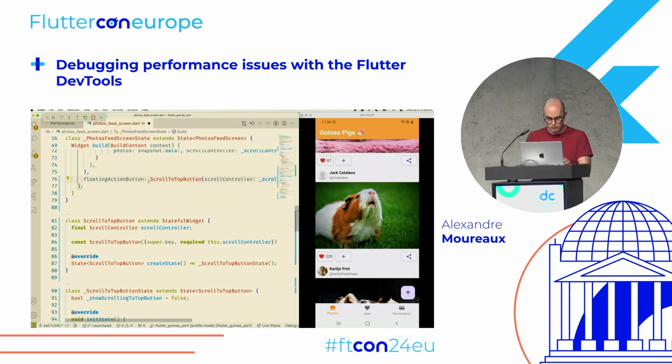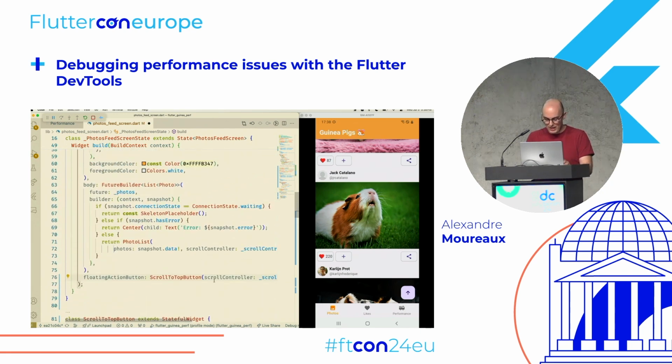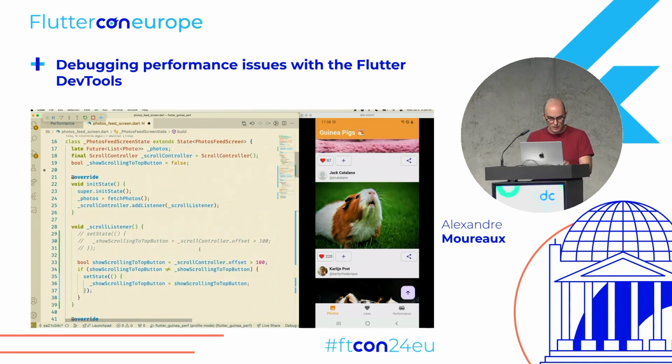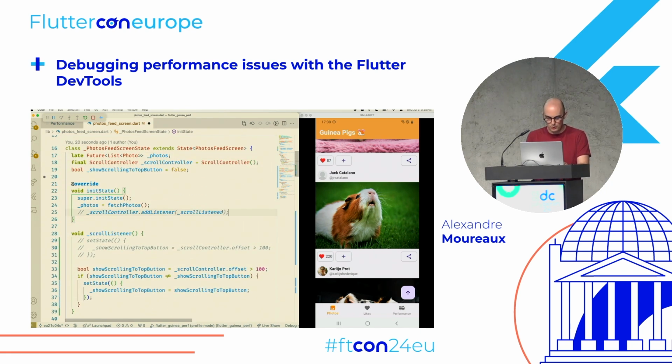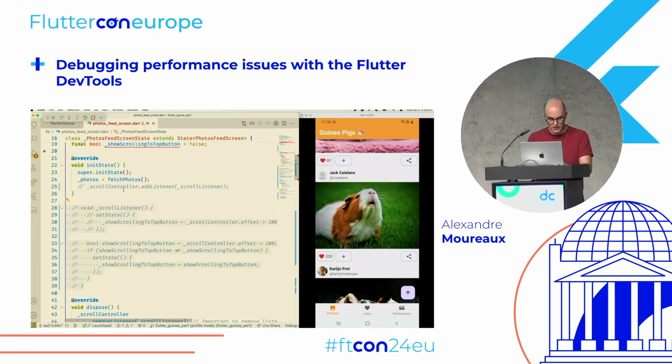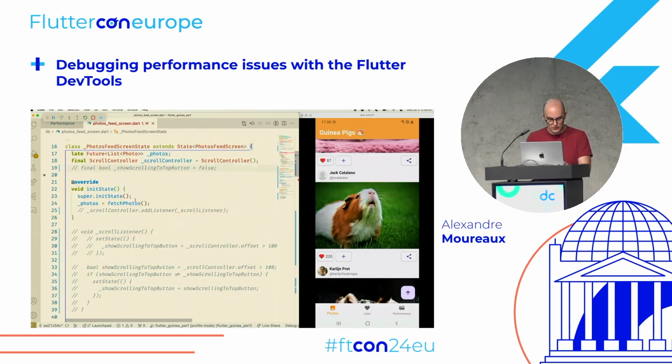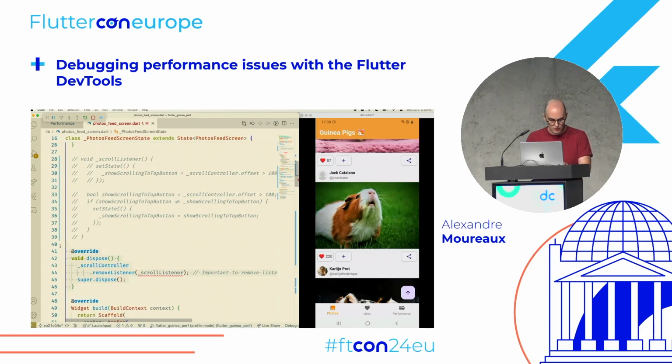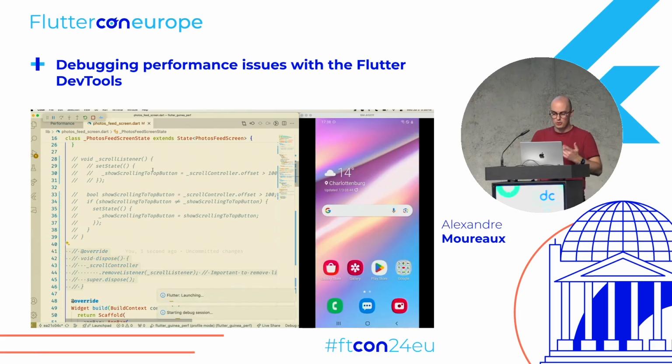And Copilot is back. Pass it the scroll controller as before, and we can basically get rid of our scroll listener here. And we don't need to set the state anymore. We don't even need this, and we don't even need the dispose function anymore. So now if we're rebuilding, it should be much better.